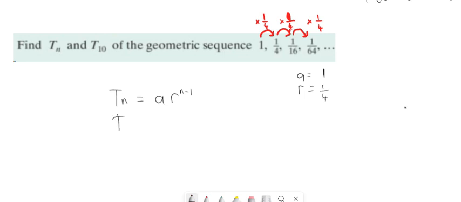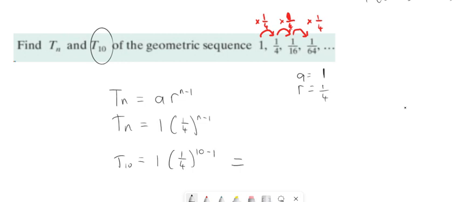So let's put them into this then. T of n is equal to 1 multiplied by 1 over 4 to the power of n minus 1. We're asked to find out what T10 is as well. So I'm just going to put a 10 in instead of the n. That would be 1 multiplied by 1 over 4 to the power of 10, which I'm putting in for n, minus 1. And then you can go to the calculator. We end up getting 1 over 262,144. So we get something quite big.